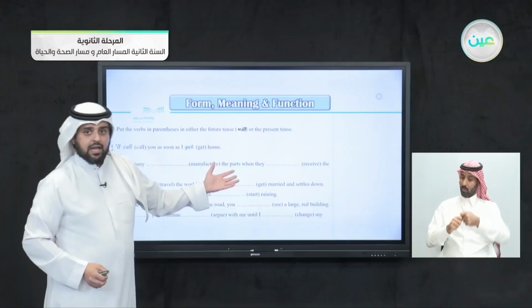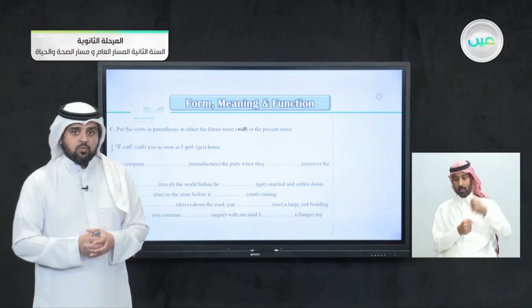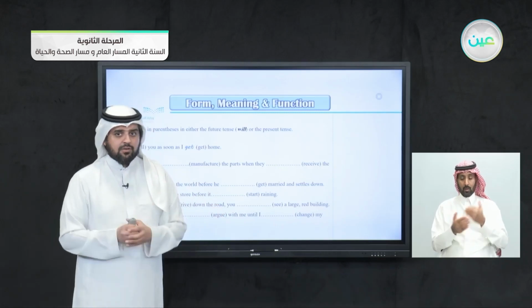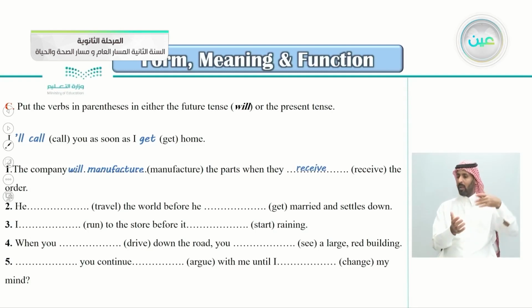So here we have two verbs, manufacture and receive. Which one do we use will with? Which one do we use the present form of the verb with? Which one is the main clause and which one is the time clause? This is the real question here. So the company will manufacture the parts when they receive the order. Very good.